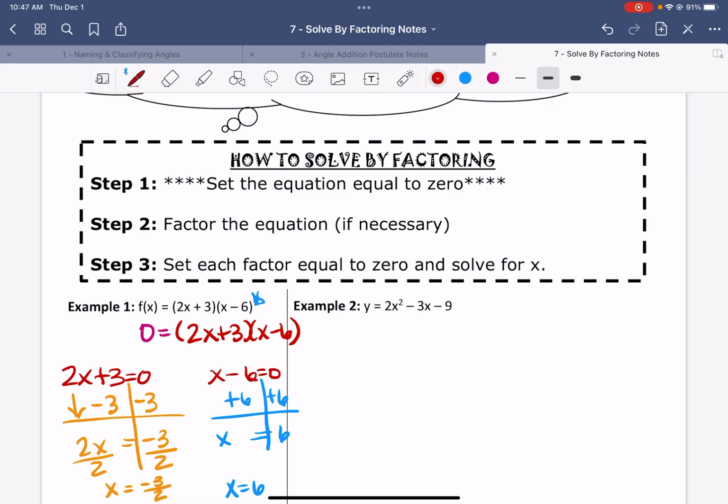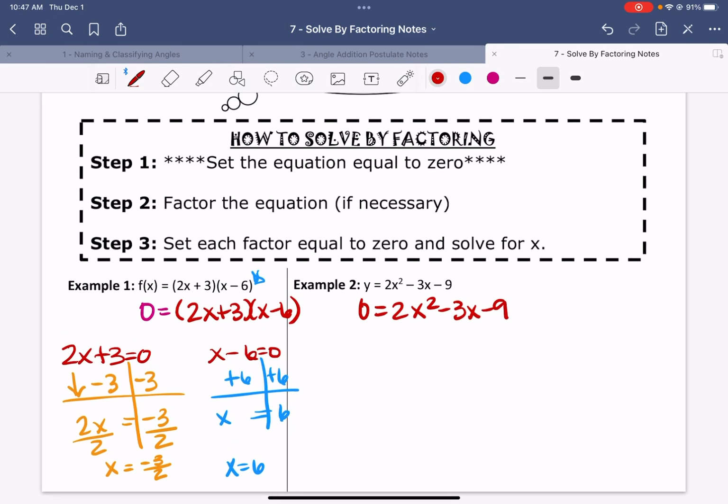On example 2, it says y equals 2x squared minus 3x minus 9. That's standard form. We need to get it into factored form. So our first step says set the equation equal to 0. So we're going to replace y with 0. So we got 0 equals 2x squared minus 3x minus 9. Okay, then we're going to have to factor. So this is where we do our x puzzle. We need to identify our a, b, and c values.